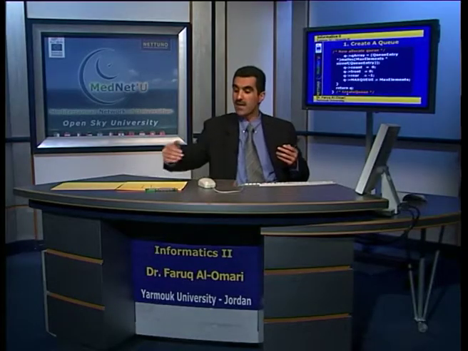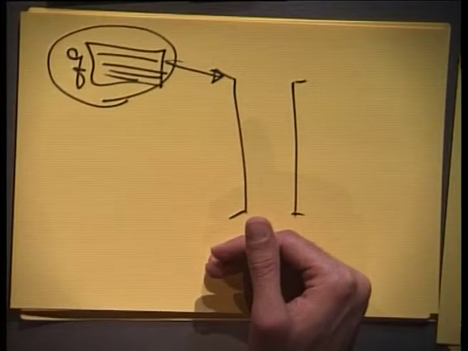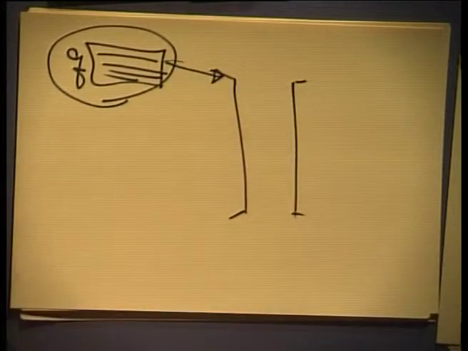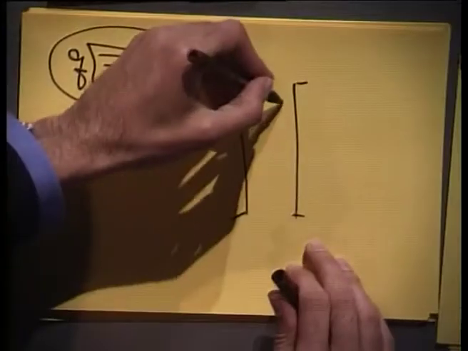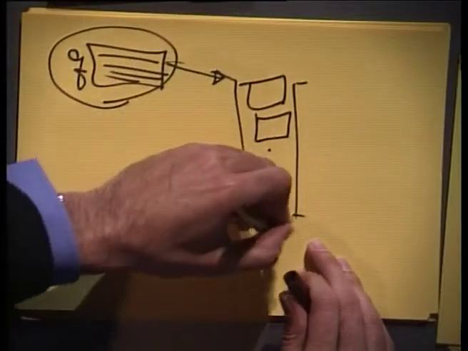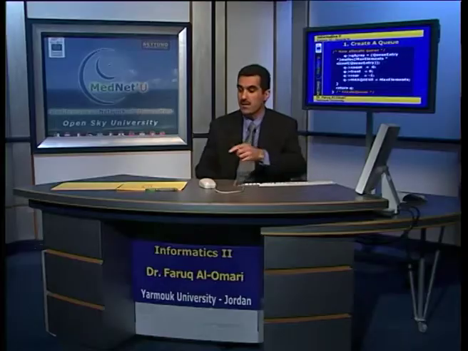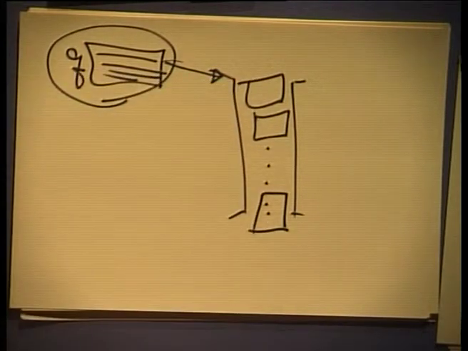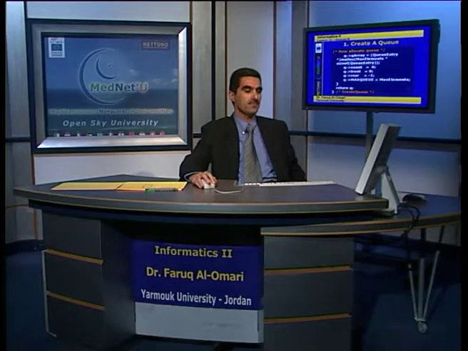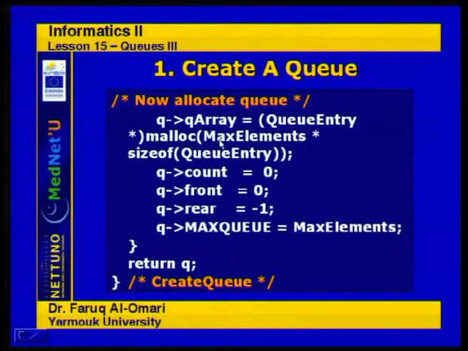Then after that, I need to allocate this space for the whole storage. So what I'm going to do now is allocate the space for the queue. I'm going to say Q array, referring to the entries in here, and allocate in memory enough space to accommodate the maximum number of elements. So what I'm saying in here is malloc, maximum elements times the size of each element, in number of bytes.